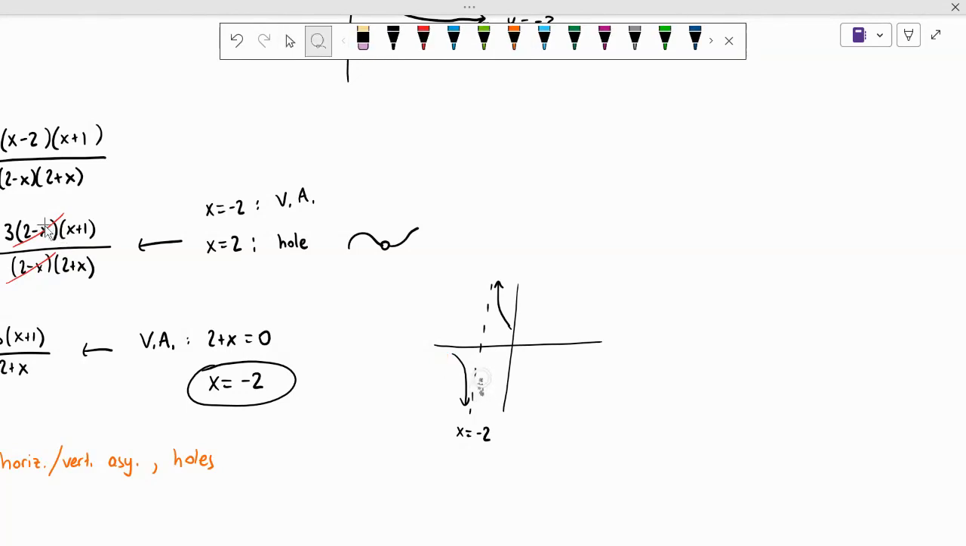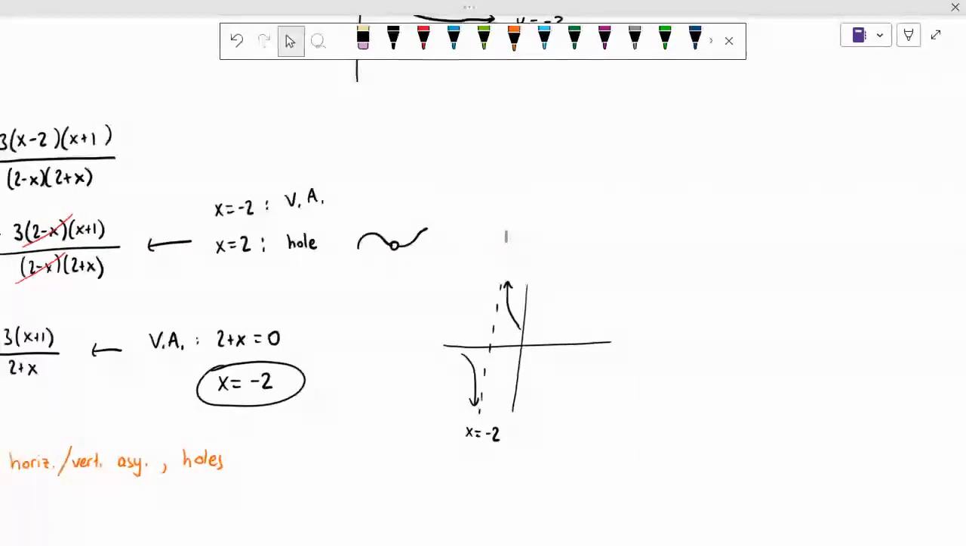And like here, you can plug in a number to the right of +2. And then when you do that, you'll probably get a large positive number. And that kind of tells you that the graph was trending upwards. Okay. Okay, great.